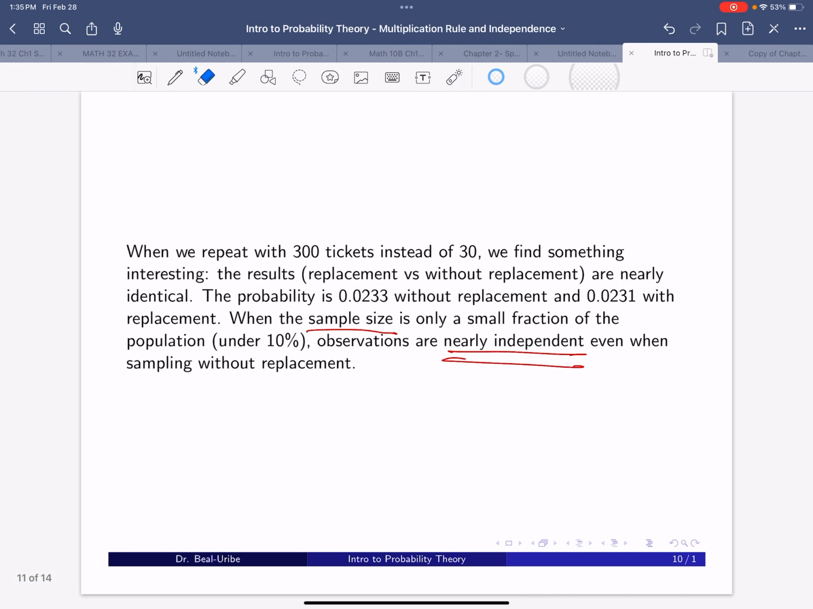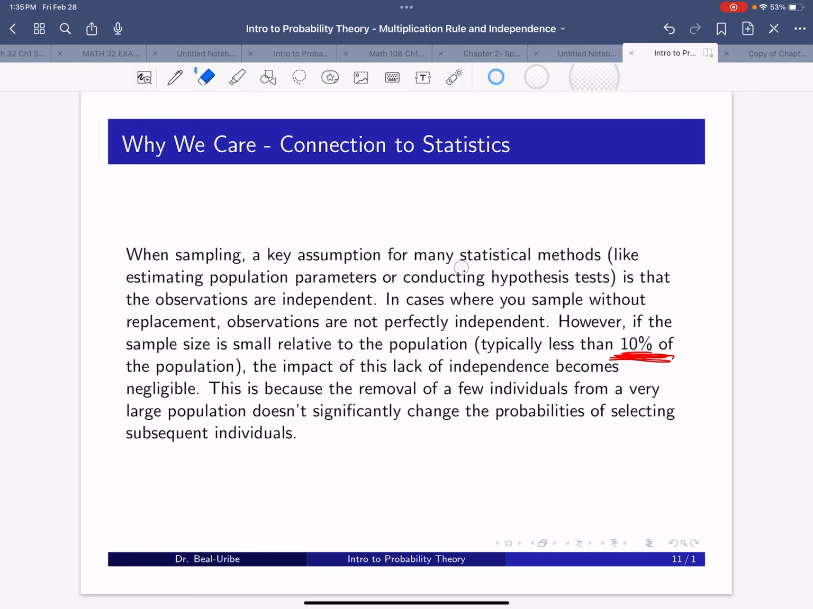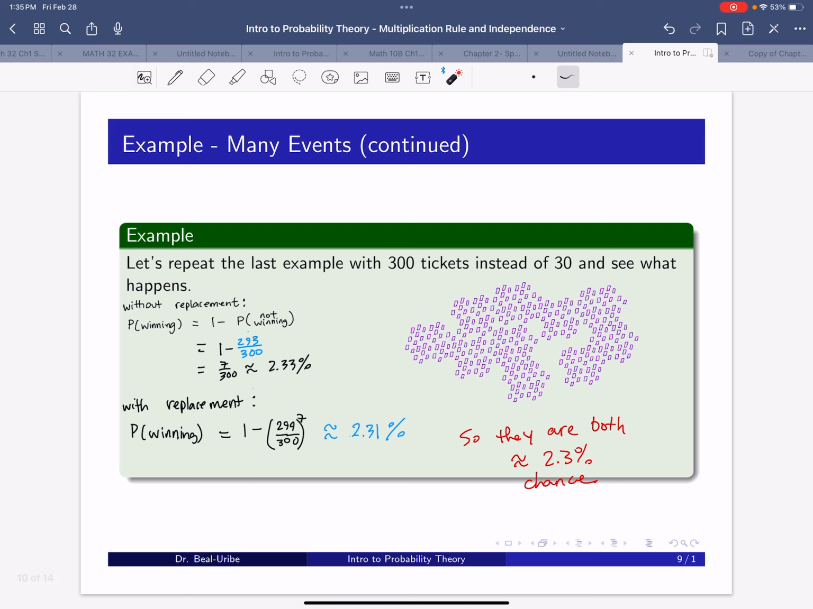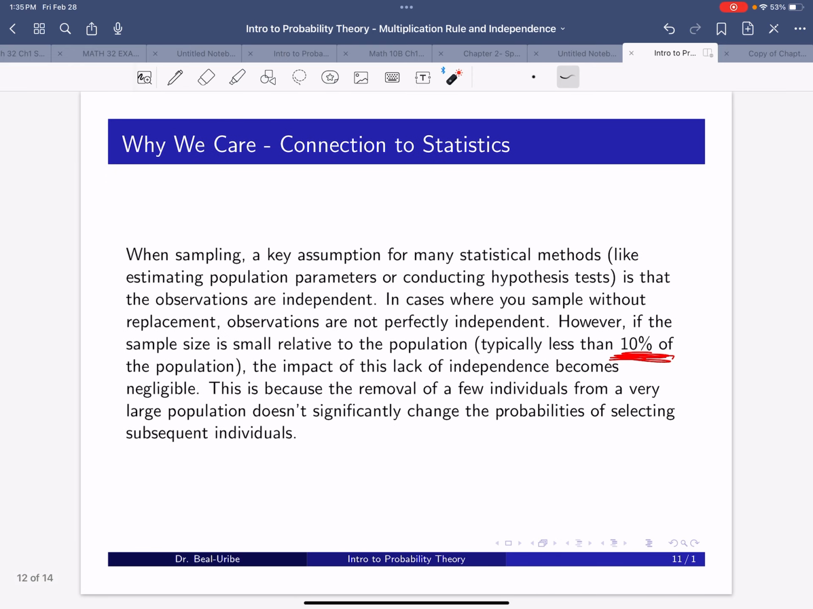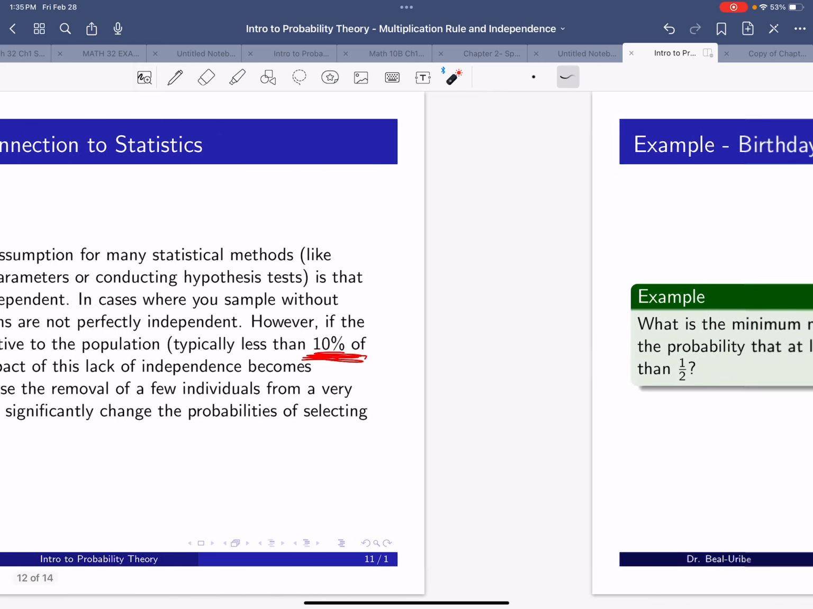Why we care about independence with many events is because oftentimes when we're doing statistics, our methods depend on the assumption, the hypothesis, that your processes are independent. In real life, that's probably not going to be the case. But if the population is large enough, it doesn't matter, because the percentages end up being so close to each other. Okay. So that was the point of the next example, that example there.